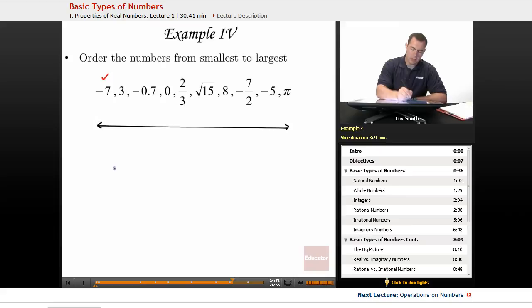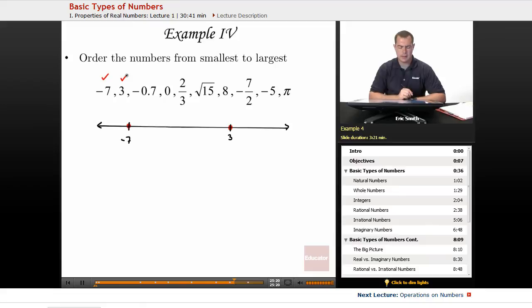Since it is a negative number, I'm going to aim for somewhere on the left side here. Negative 7. Negative 3 is a little bit more than that, so I'll put it on the positive side over here. And we'll put a spot there for 3.